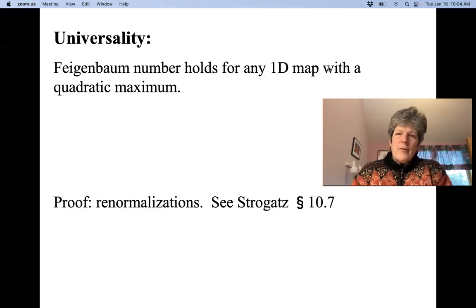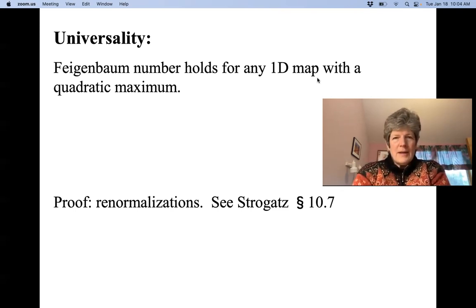Now, this is true for 1D maps, okay? 1D maps, we'll get back to that. But the reason that this is pretty cool, and I think it's in Steve Strogatz's book, he gets really excited about this, and he says that the Feigenbaum number is a new natural constant. It is as fundamental to 1D maps as pi is to circles.